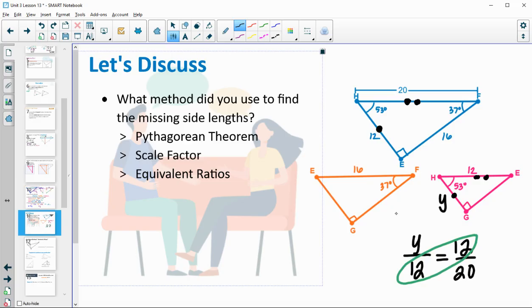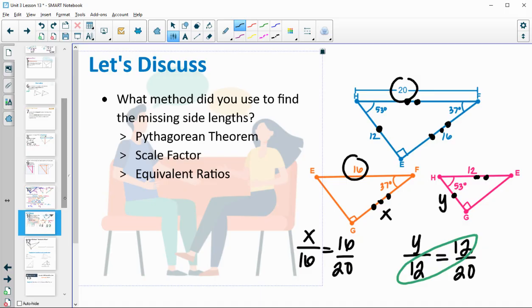Or when you were trying to find FG here, FG went with 16. So again, you could have done x compared to 16, and then you could have compared hypotenuse to hypotenuse again, and then cross multiplied and divided and gotten those same answers.